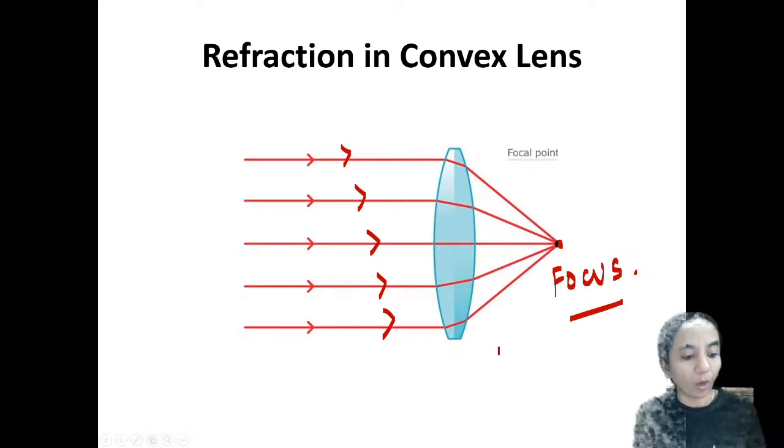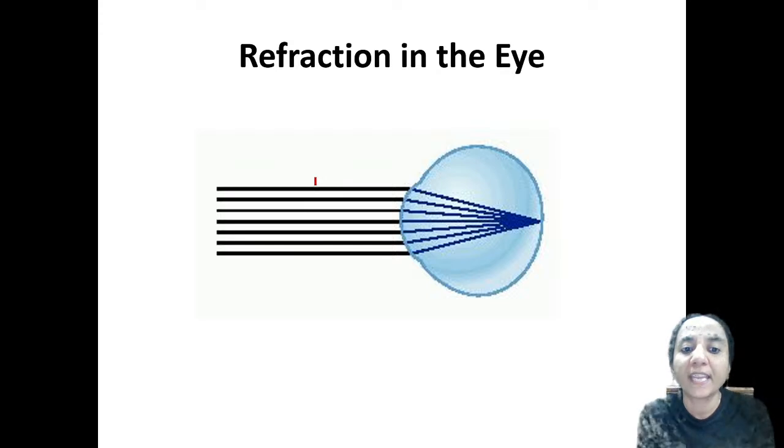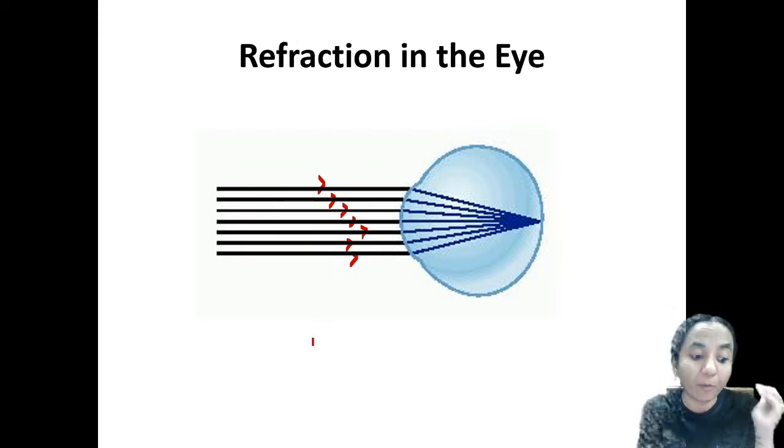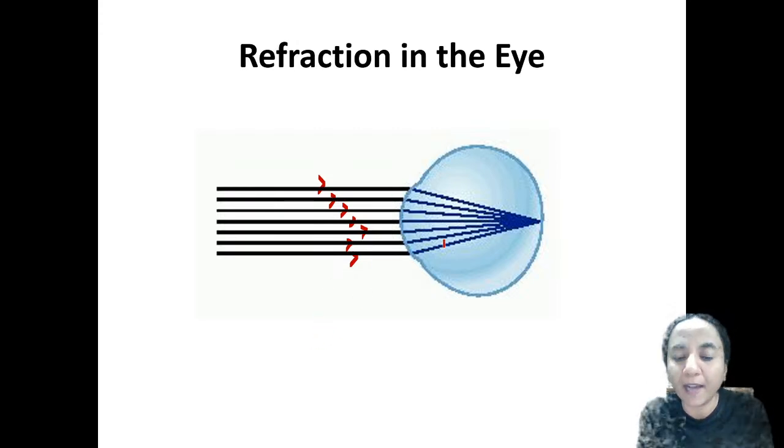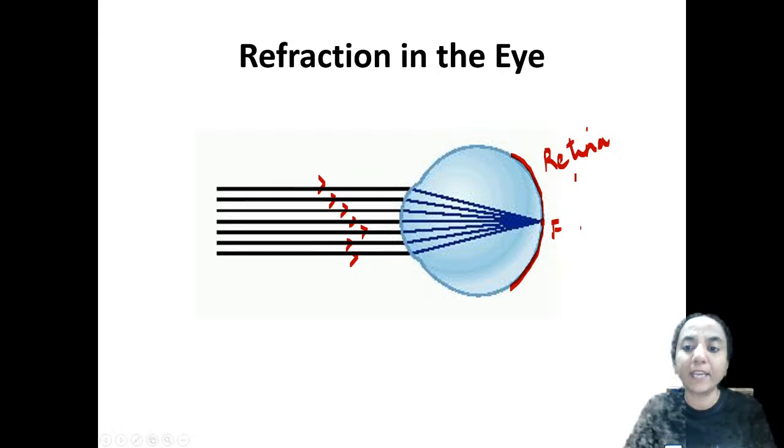Now, the eyeball also functions as a convex lens. So parallel rays of light, that is, rays of light coming from a distant object, when they pass through the eyeball, are brought to focus at this point F. Through this point F there passes a screen, and with respect to the eyeball, this screen is the retina. So basically, your eye is nothing but a high-powered converging lens or convex lens.